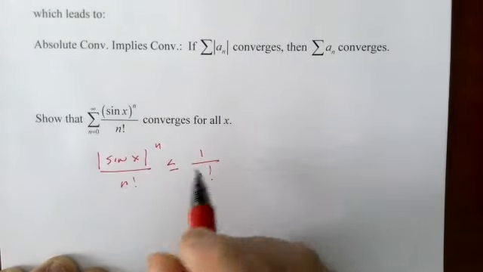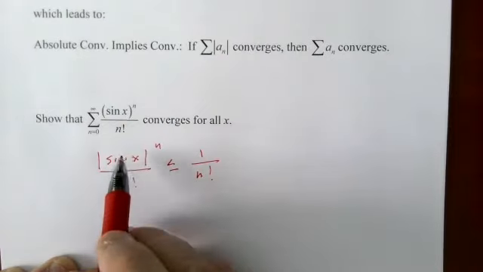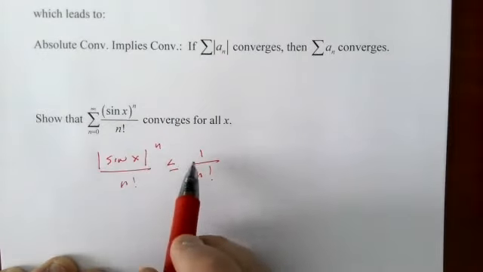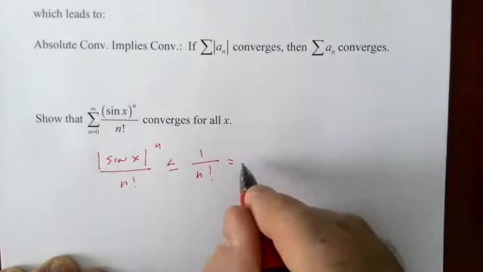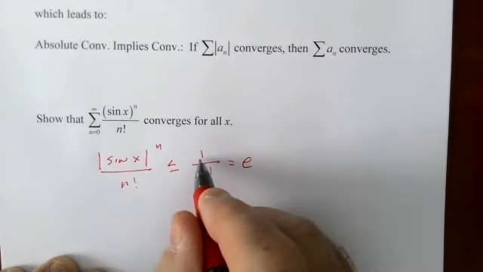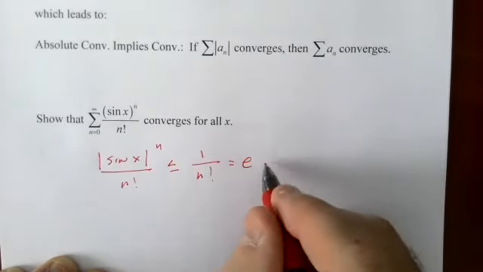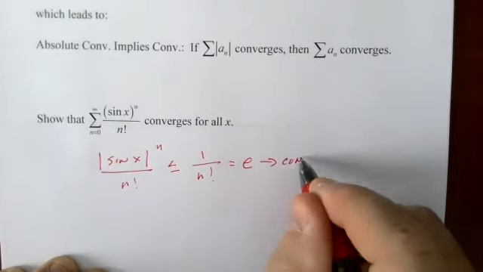Basically, since this goes between 1 and -1, it's smaller than that. And that is more or less e to the x to the 0. So we know it converges.